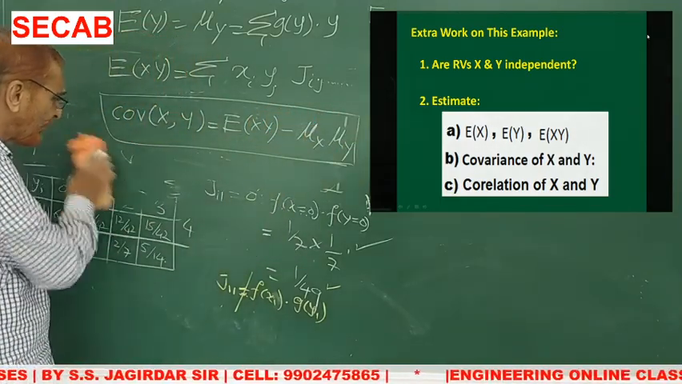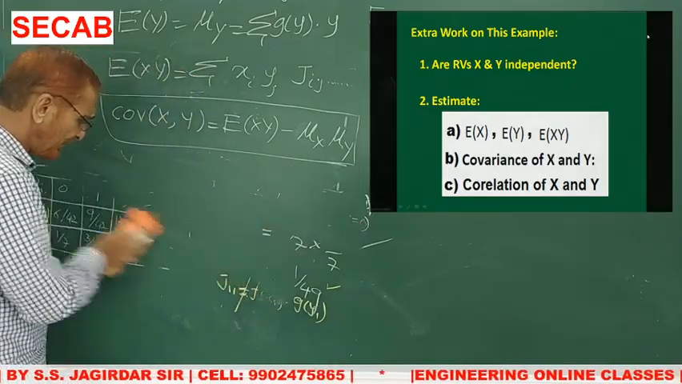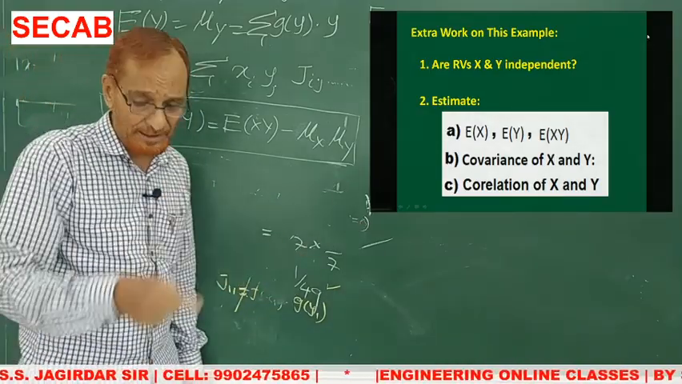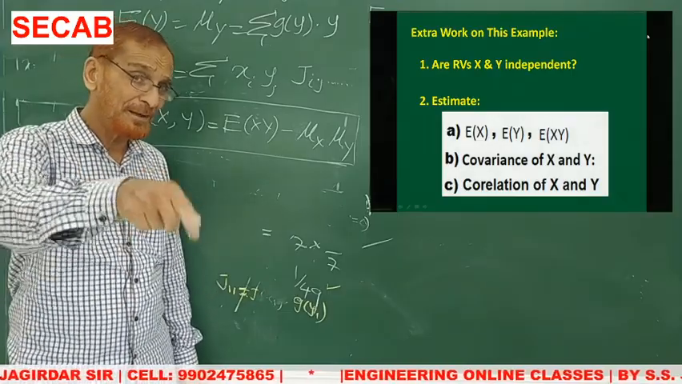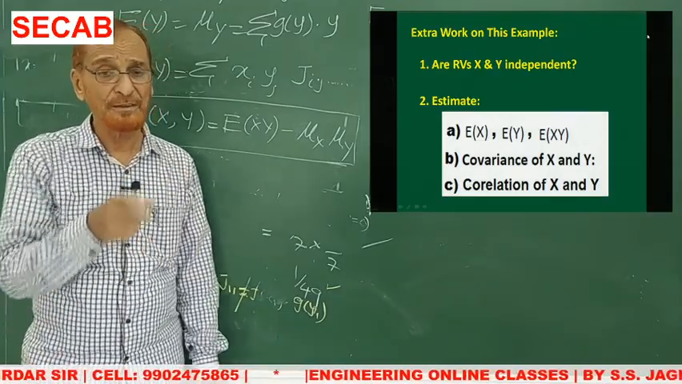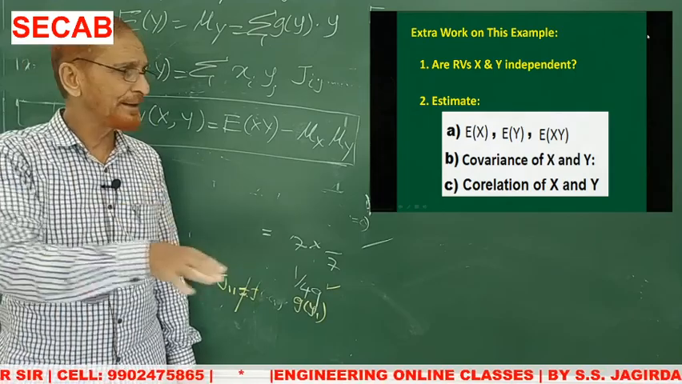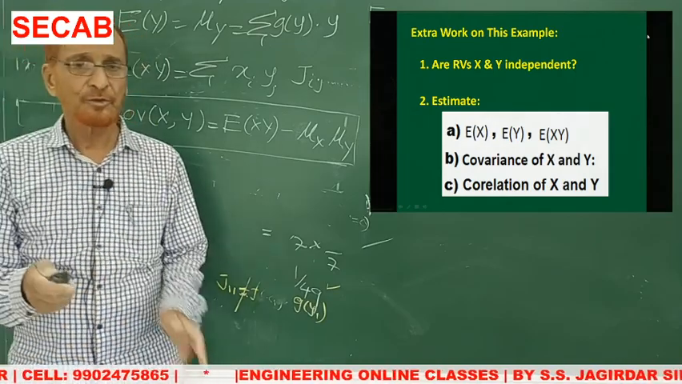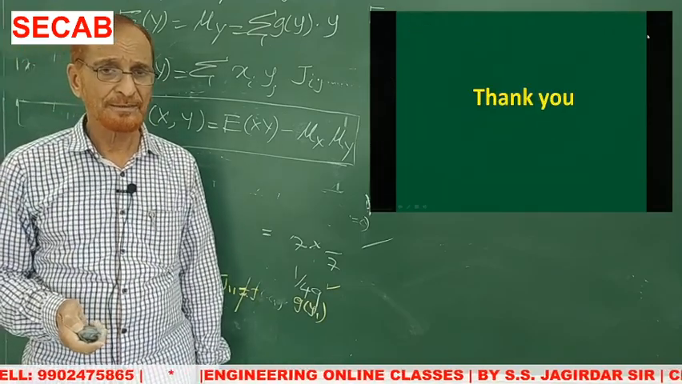After getting covariance, I have not taken correlation. In the next type of example, I will make the calculation practice for the correlation also. Here I will not take it up. So this way we have got all these things. Thank you.